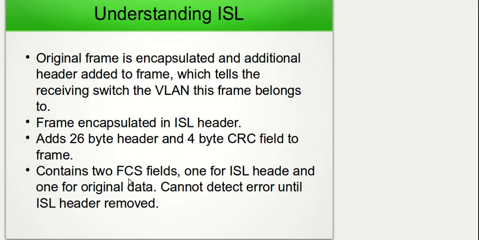So this means that if the data has an error in the original FCS field, the receiving switch won't know about it until it's received the packet and spent time processing the packet and removing the ISL header. This is one of the reasons why ISL isn't used in today's networks, because it doesn't support what's called a native VLAN, which we'll talk about in the next video when we talk about how to configure VLANs on a switch, and it adds a lot of overhead to the original packet, which means that our network will run slower and data will be transferred slower as well.